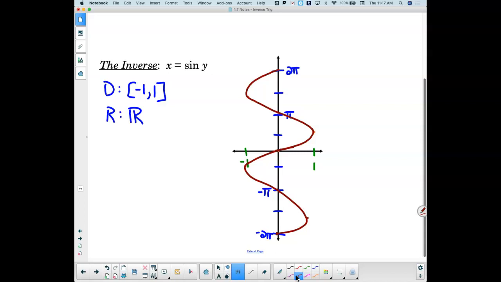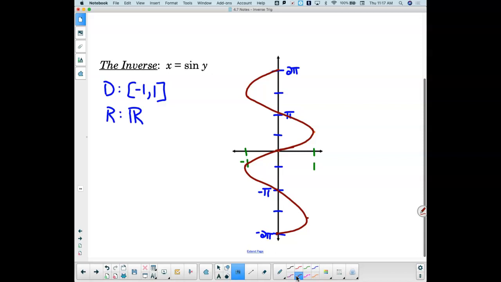What's wrong with the graph of the inverse of sine? It's not a function. Why is it not a function? Because there are multiple vertical points. It fails the vertical line test.